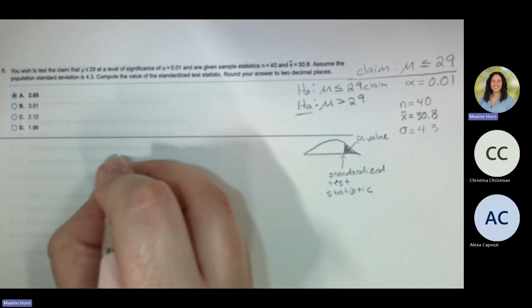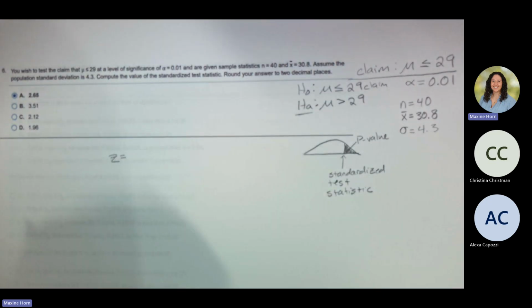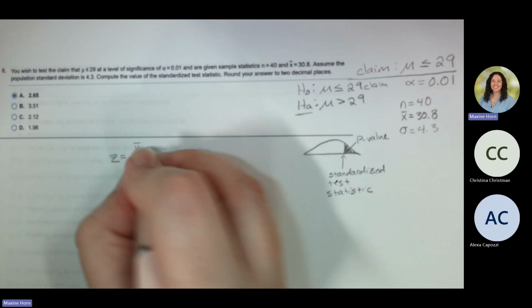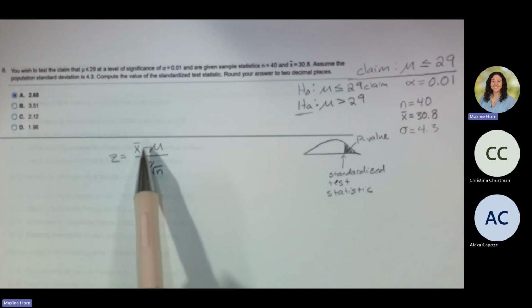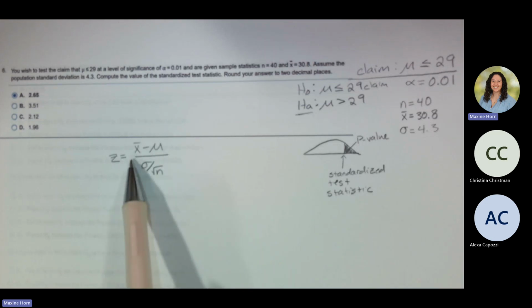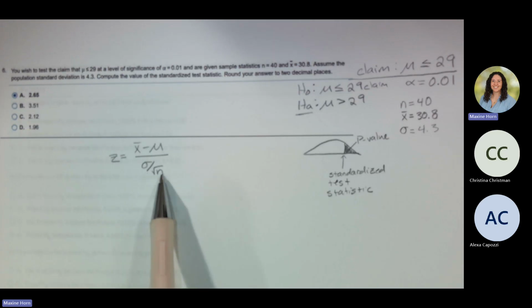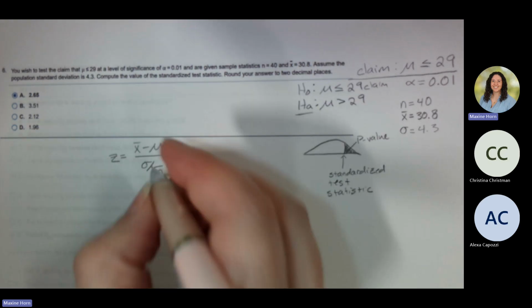Okay, so to do this by hand, we're going to use the formula. So the formula for the z-score that is your standardized test statistic is, let me write this out. It's your sample mean minus your population mean, all over the population standard deviation divided by the square root of your sample size. Okay, so if you're doing it by hand, this is what you're doing.